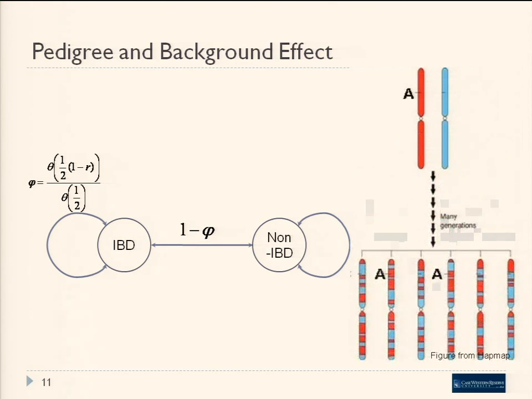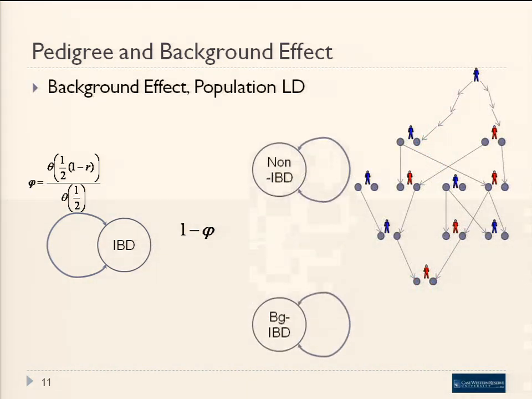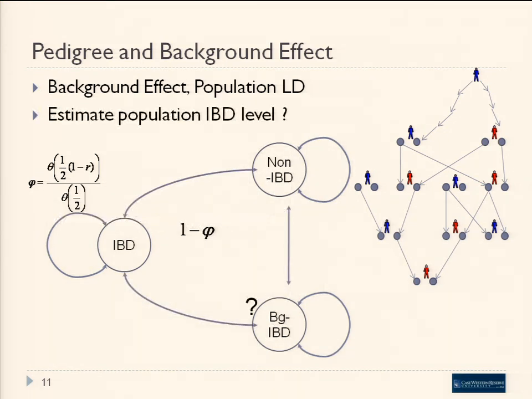And though we are a relatively young species, after many generations of meiosis we still observe that haplotype structure within shorter segments of markers. So in order to absorb that background relatedness, we introduce another state. We basically split the non-IBD state into two, and the partition does transition probability accordingly. There's a problem of how to figure out the background IBD probability, and I will talk about this later.